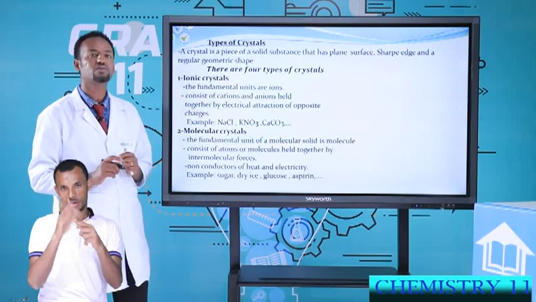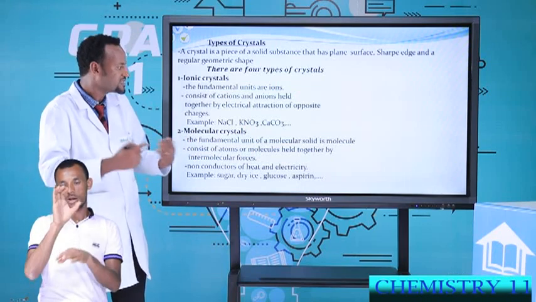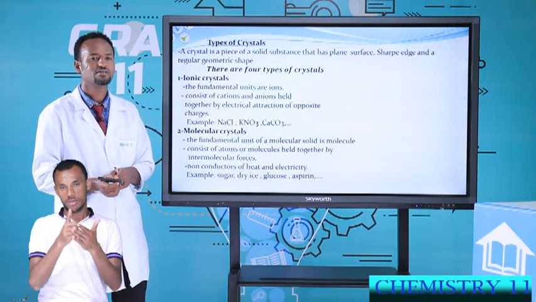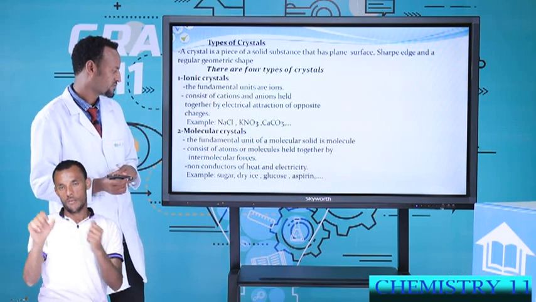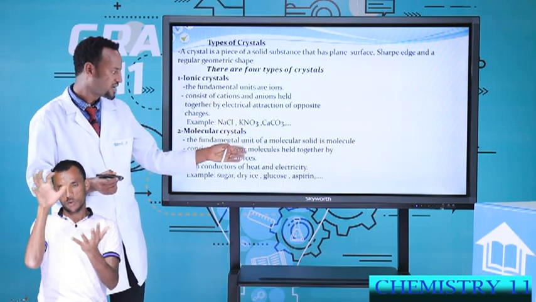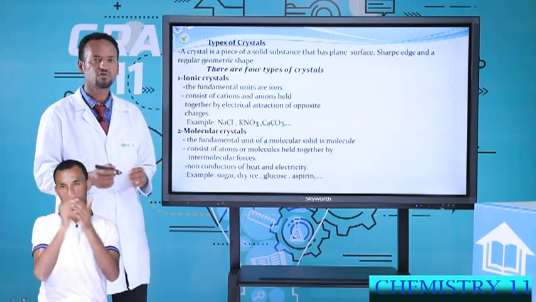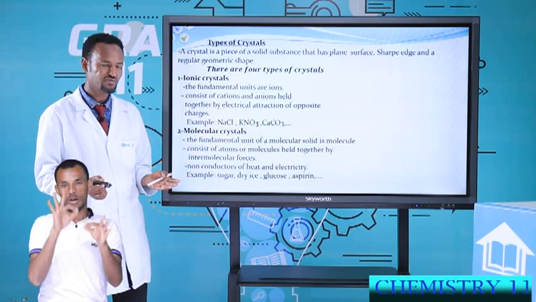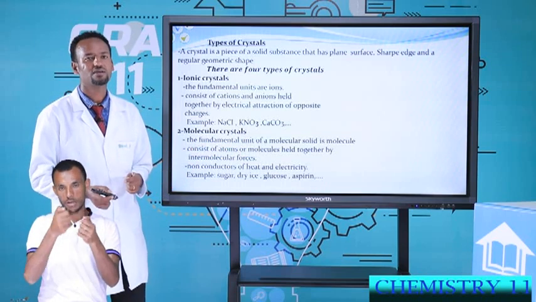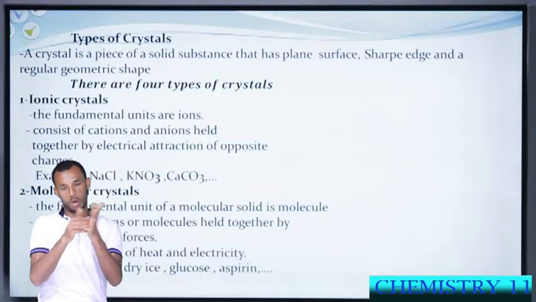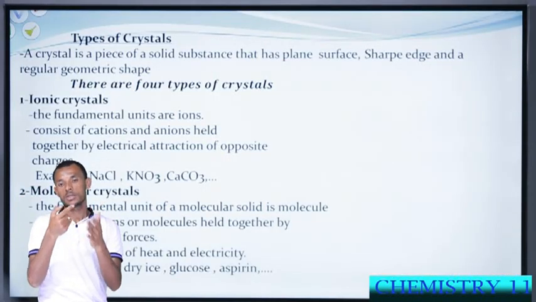The second one is molecular crystal. Molecular crystal exists in the form of molecules. The fundamental units are molecules. They consist of atoms or molecules held together by intermolecular forces. Intermolecular force means force of attraction between species. This one is weak.